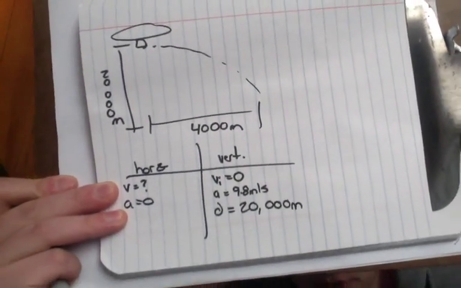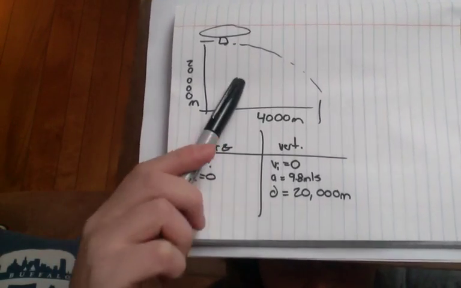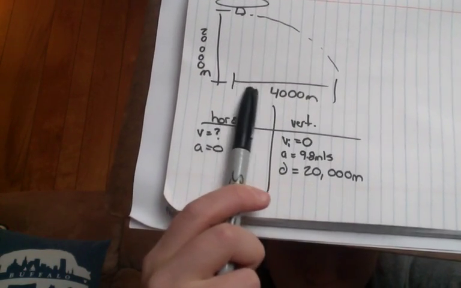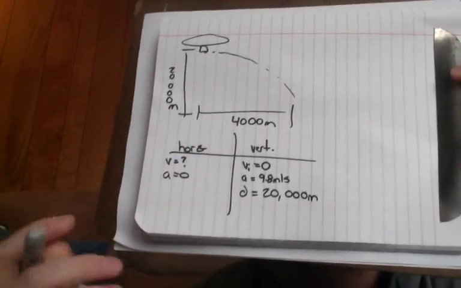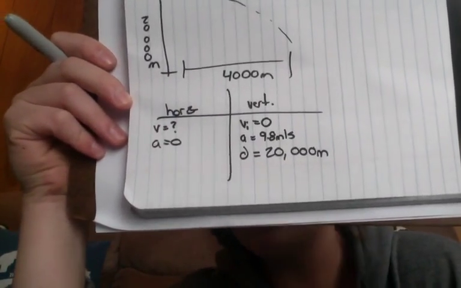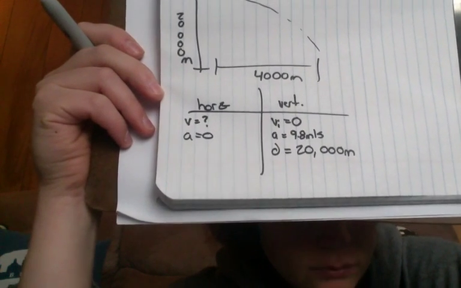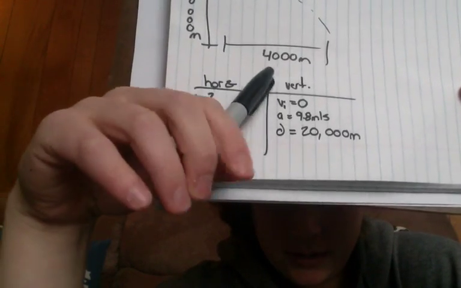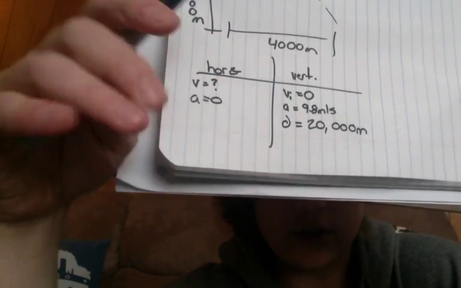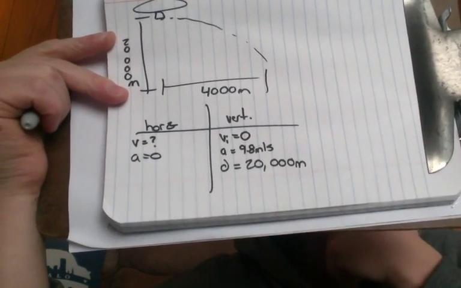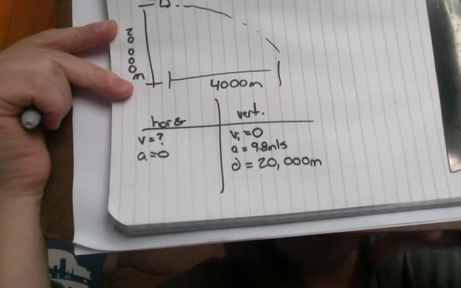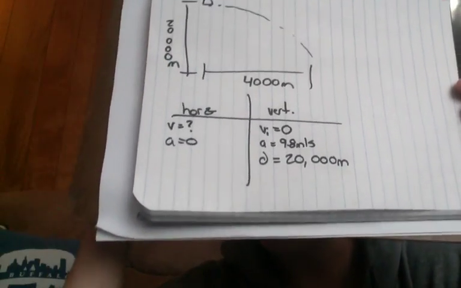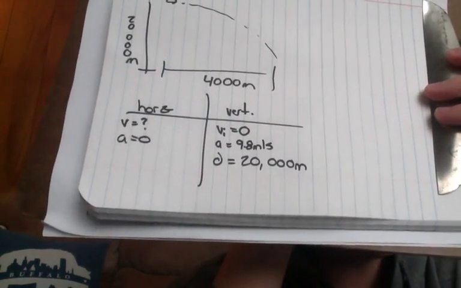Alright. So here's my little diagram for you all. This is what we know based off the problem. We know that the horizontal distance is 4,000 and my vertical distance is 20,000. In the horizontal direction, we don't know the velocity. Eventually, we're going to have to solve for it. And we know my acceleration in the horizontal direction is 0. Since it's just being pushed off, my initial vertical velocity is 0. My acceleration in the vertical direction is always 9.8. And my distance in the vertical direction is 20,000.